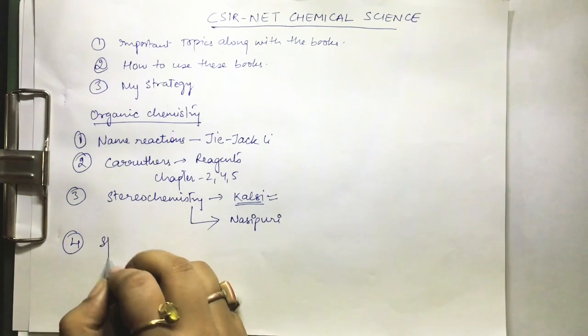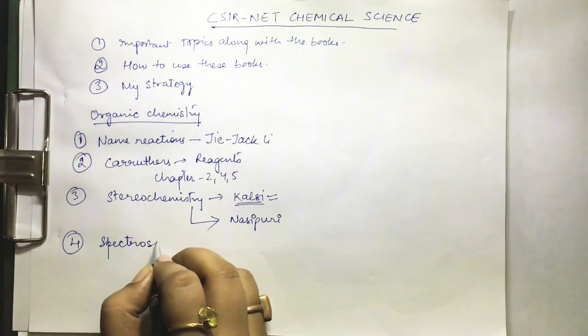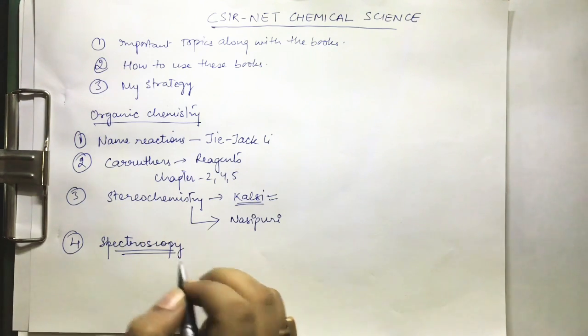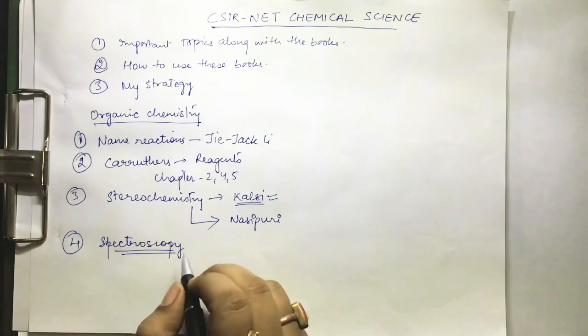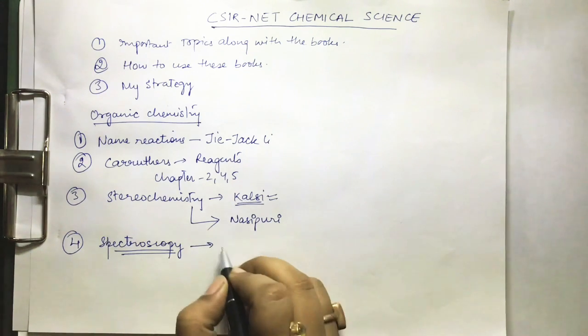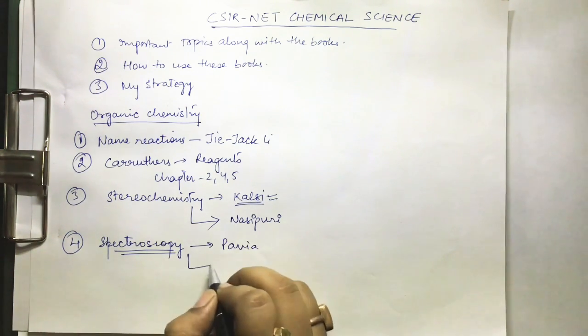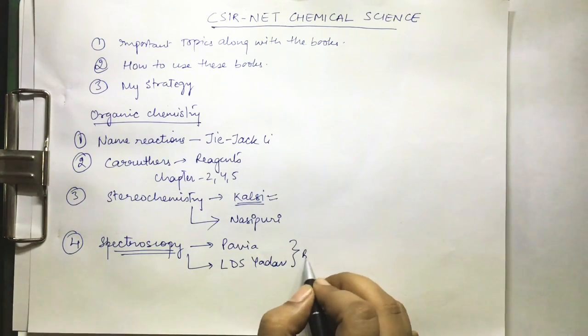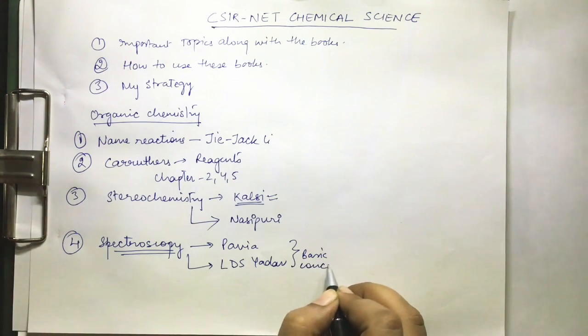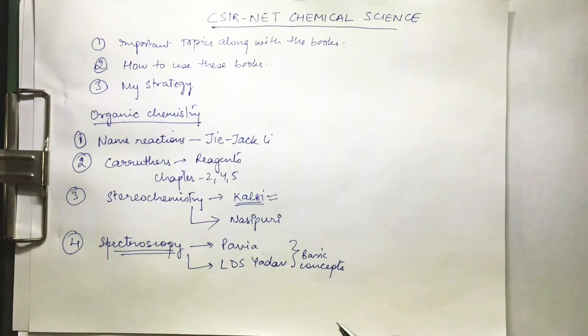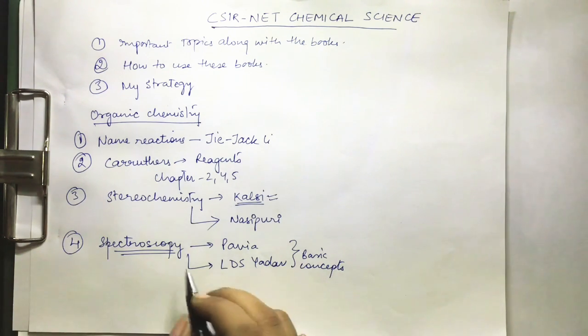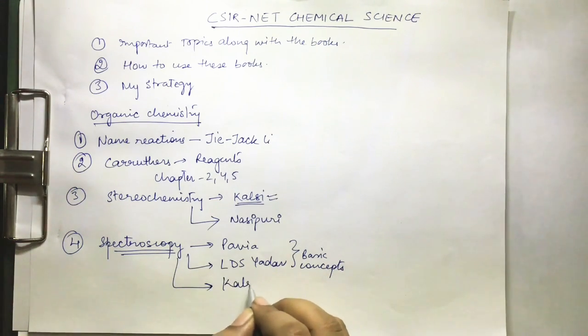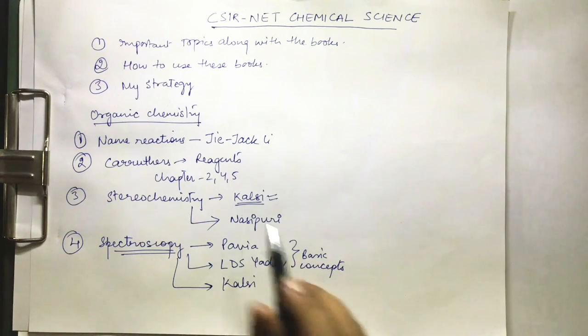Then next is spectroscopy. Now for studying this spectroscopy, you can go for Pavia. You can also go for LDS Yadav. Again, they are easy to understand. You will get to know all the basic concepts of spectroscopy from these 2 books. Otherwise, you can also refer to Kalsi. So Kalsi is there for both stereo as well as spectroscopy. So you can go through these books.